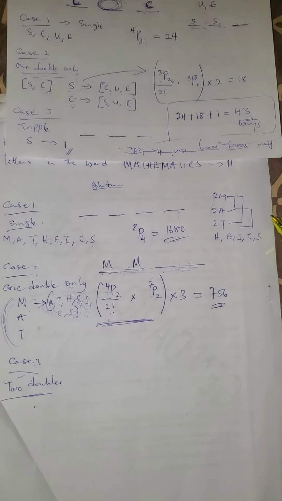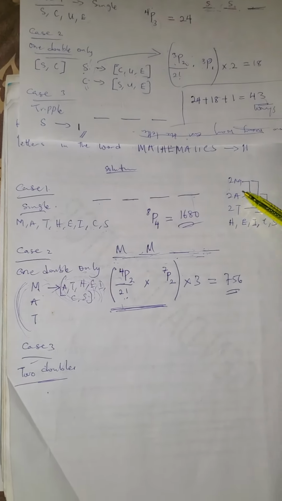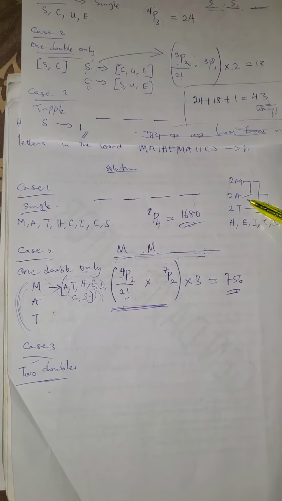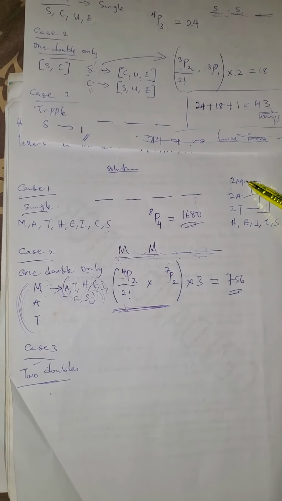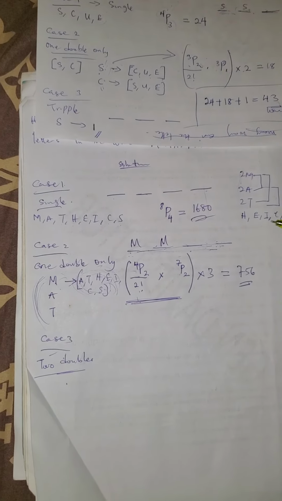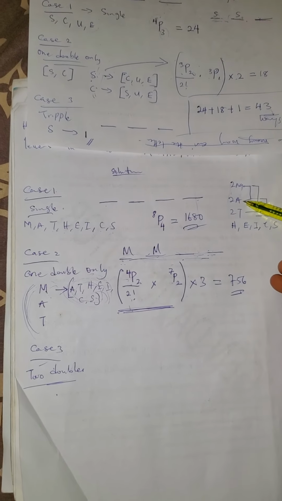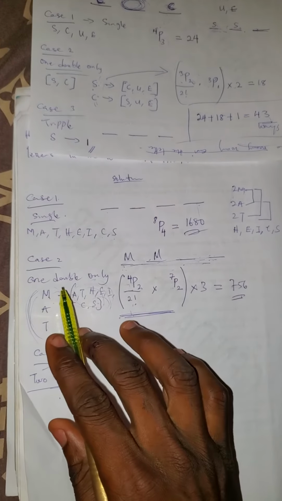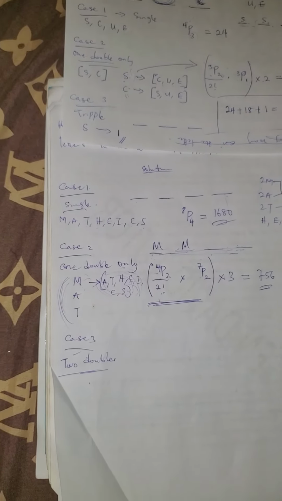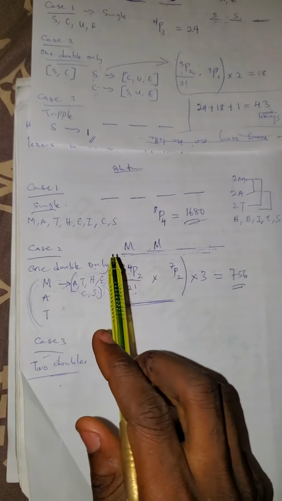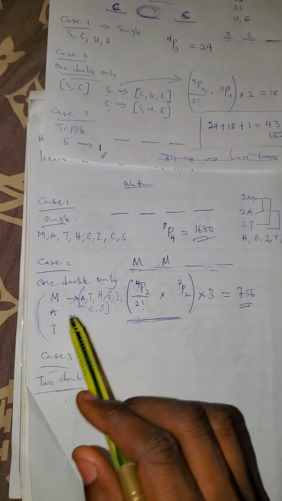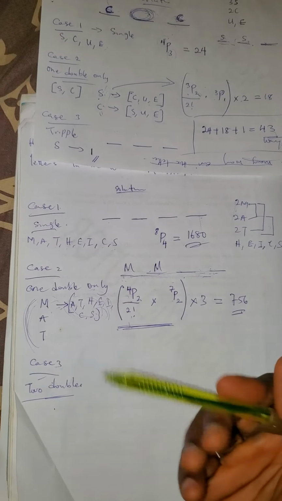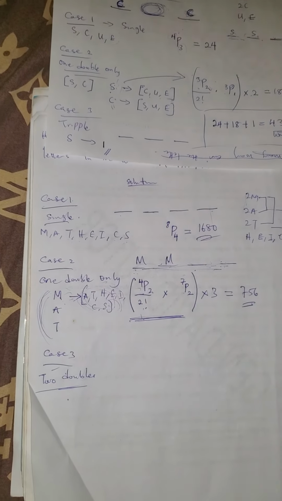And 2 that are what? We have 2 letters that are the same, and other 2 that are also the same. Like MM, AA, or AATT, you understand? In this case too, we have 2 letters that are repeated, that are the same. That's just the case 2.